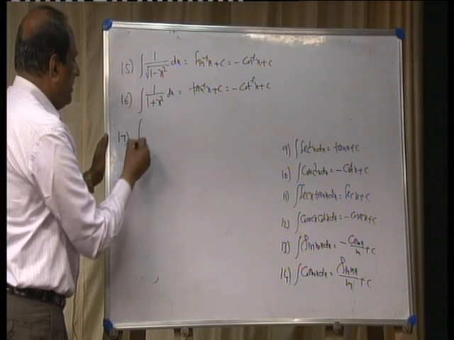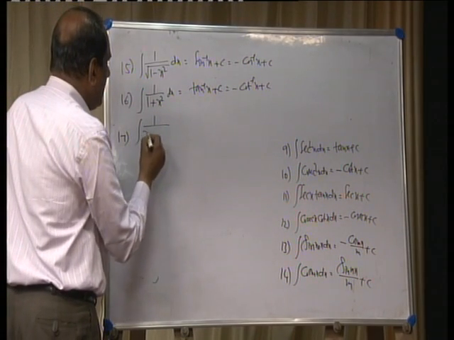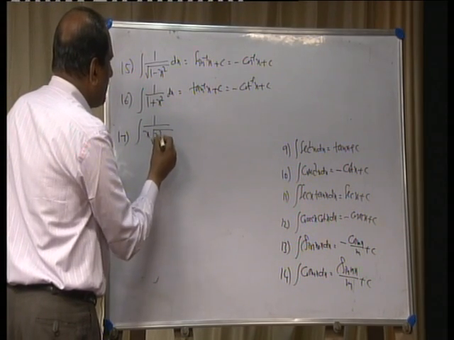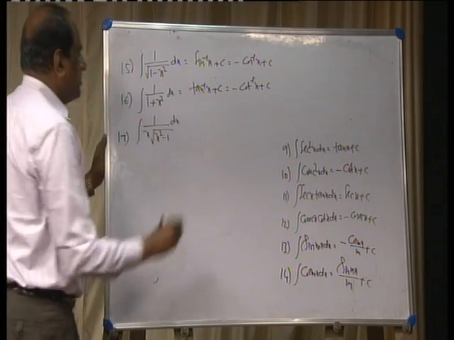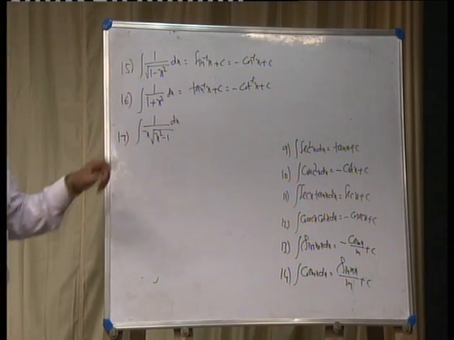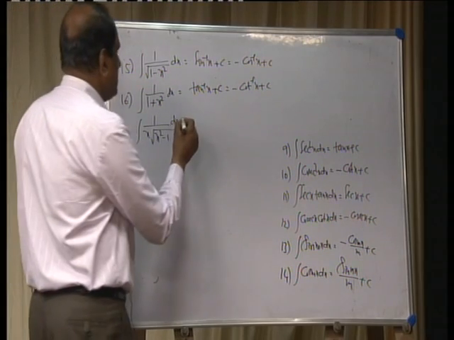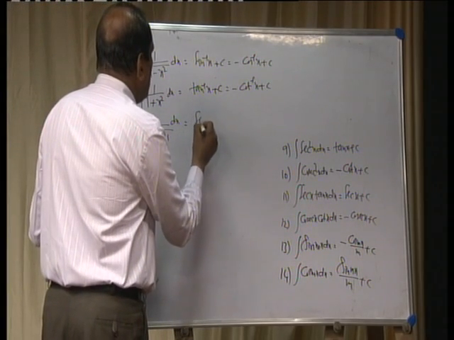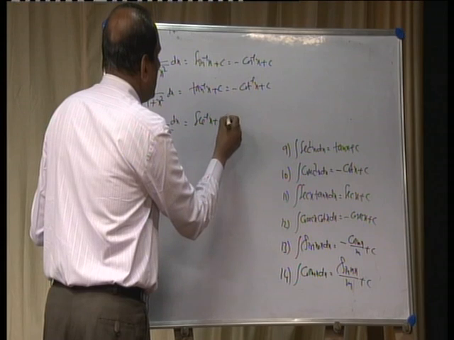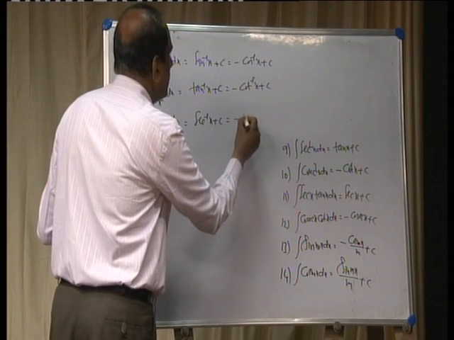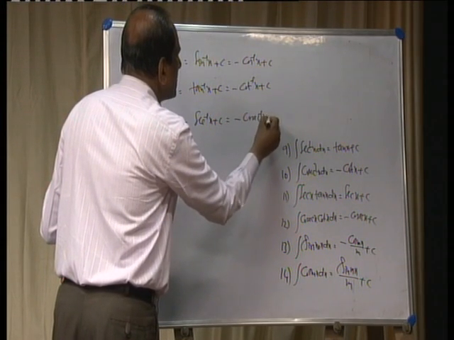The 17th result: integration of 1 by x into root of x square minus 1 dx is equal to secant inverse x plus c, that is also equal to minus cosecant inverse x plus c.